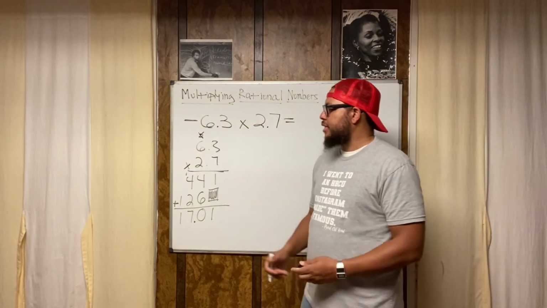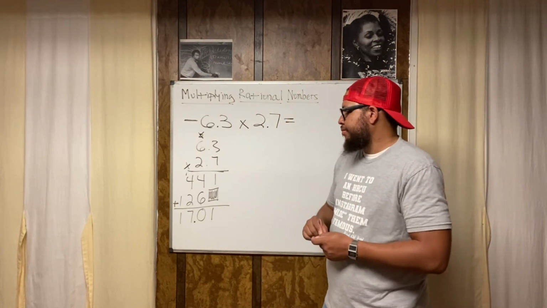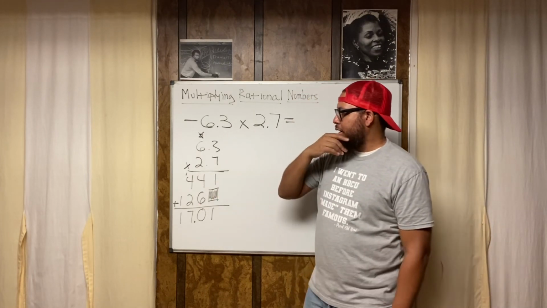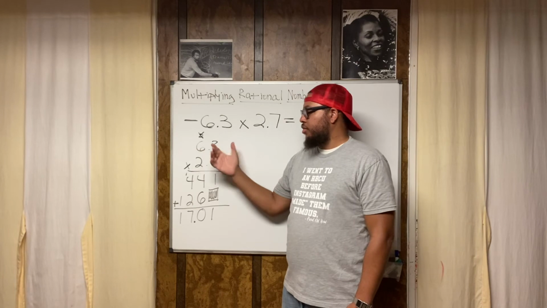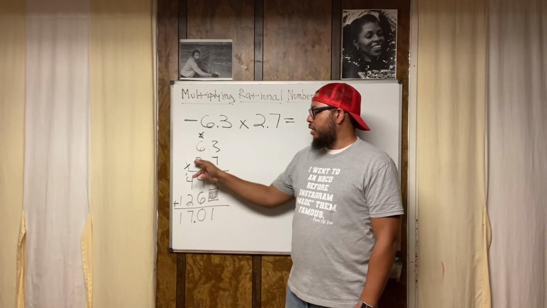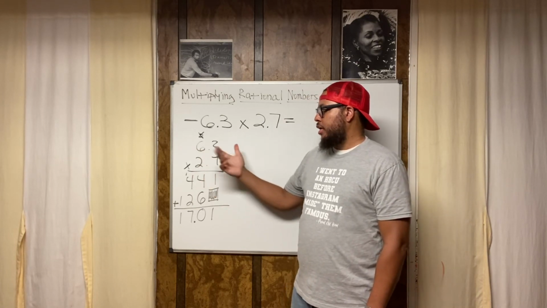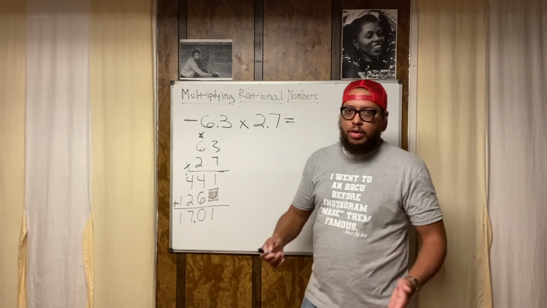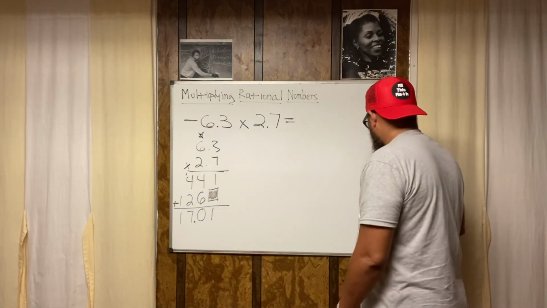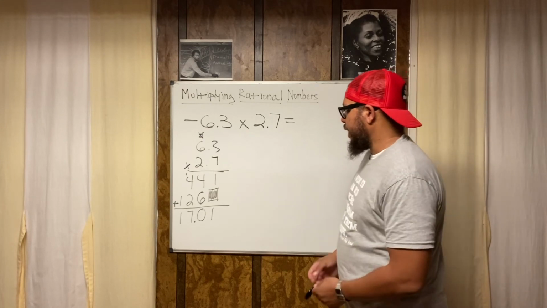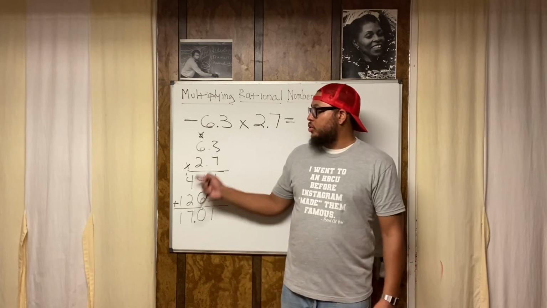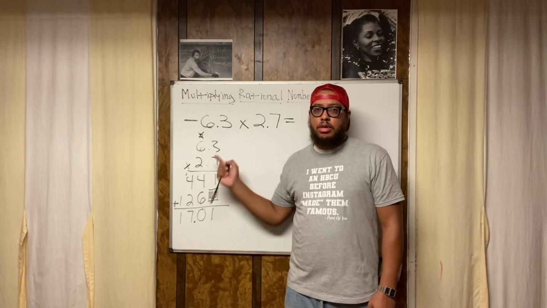And that makes sense. That sounds reasonable, because if I was going to estimate this, I might have rounded the 6.3 down to 6, and I might have rounded the 2.7 up to 3, and 6 times 3 is 18. So 17.01 is relatively close to 18. But yeah, I just wanted to do a quick refresher just in case you might need it, of how to multiply decimals and also how to use the standard algorithm for multiplication.